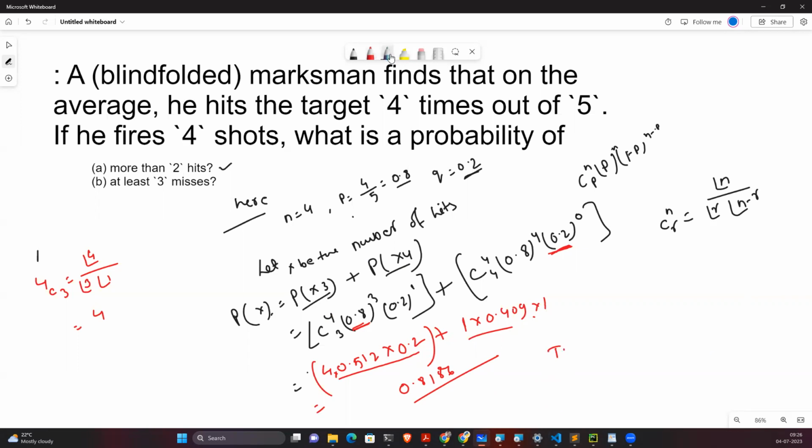Let me take a different color. The answer, a number answer. I'm writing the number answer. The probability of more than 2 hits is 81.86%. Did you guys understand?